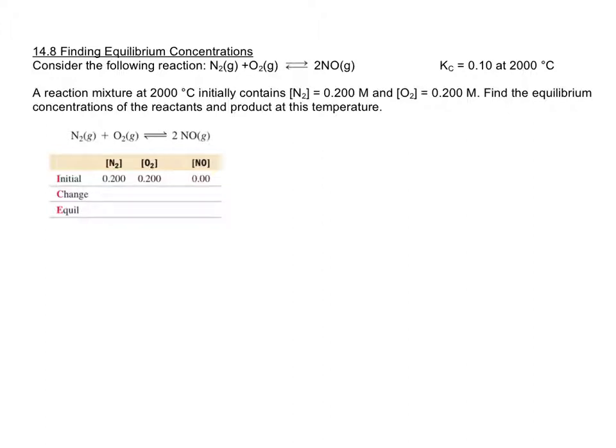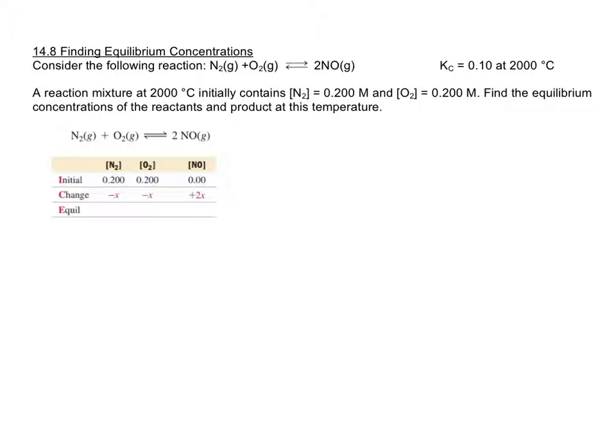For this first one, our initial concentration of N2 is 0.2, and our initial concentration of O2 is 0.2, but our initial concentration of NO is 0. For every N2 that's used up, one O2 is also used up, so the change for those will be minus X for both of them, the same amount because it's a 1-to-1 ratio in our balanced equation. And the change for NO is going to be plus 2X because each time we use up an N2 and an O2, we make 2 NOs. You get these numbers from the balanced equation, using the coefficients.